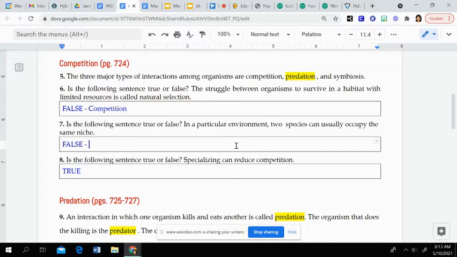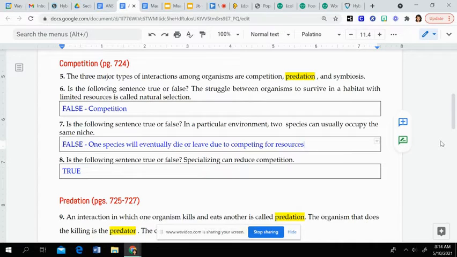And is the following sentence true or false? In a particular environment, 2 species can usually occupy the same niche. This is false. One species will eventually die or leave due to competing for those resources. Species kind of have their own niche. They may be in the same location, but they're at different areas, essentially.